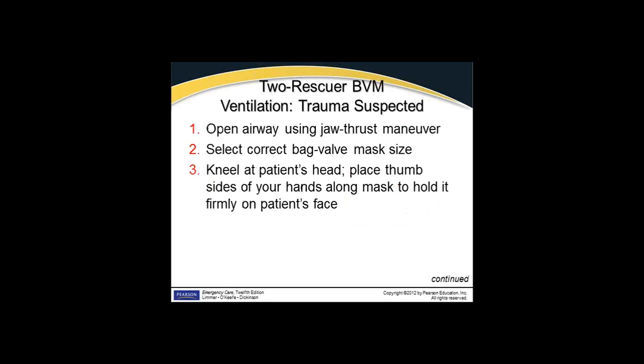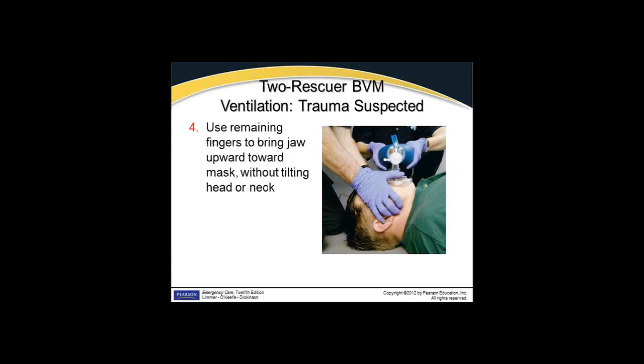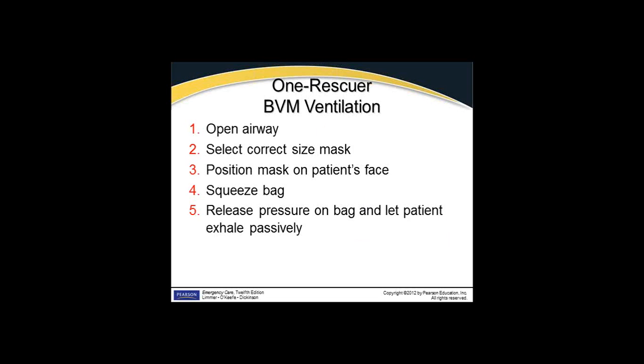If we have a suspected trauma patient, we basically have to modify our approach to holding the patient's airway open. We open it initially with a jaw thrust. Still select the right bag size, kneel next to the patient's head, place the thumb sides of your hands along the mask to hold it firmly in place, and use your remaining fingers like they show here to bring the jaw upward without tilting the head or neck. Other than that, everything remains the same.